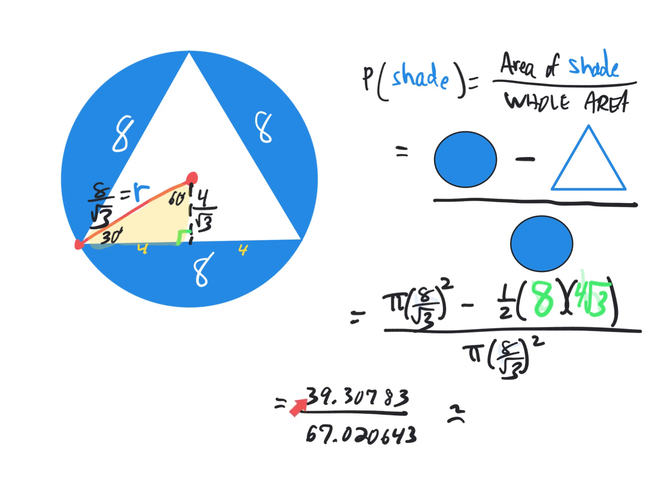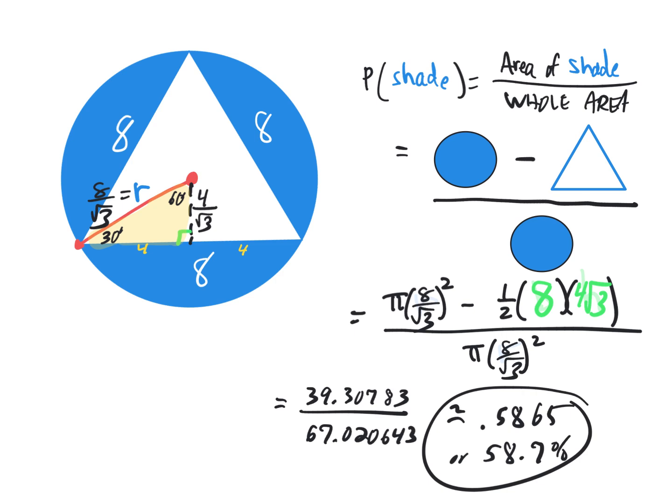Which gives us a numerator and denominator like that, which is approximately a probability of 0.5865, or roughly 58.7%.